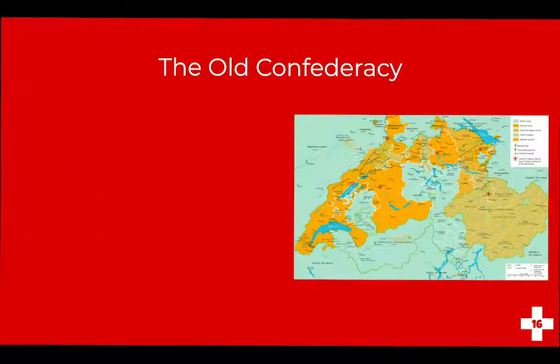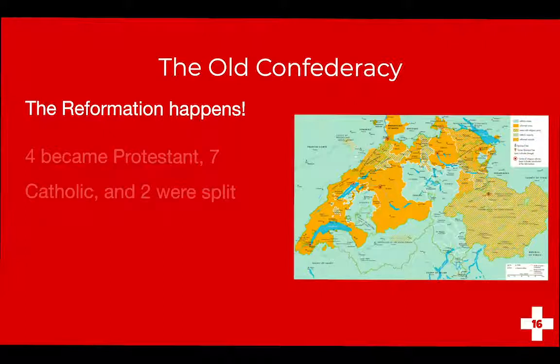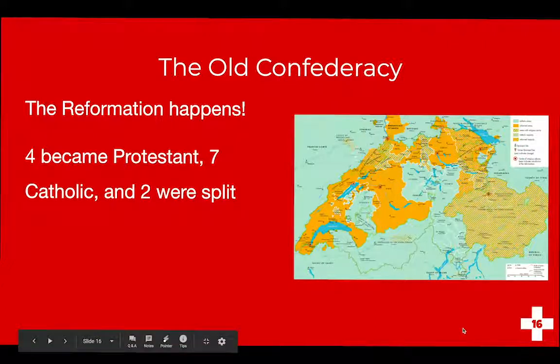And for anyone who's paying attention to where we are on the timeline, something very important happens in the year 1517, the Reformation. This Protestant Reformation is sweeping over Europe. And what happens in this period of time is, of the cantons, now there's a few more that got added along the way, but 4 of them became Protestant, 7 of them remained Catholic, and 2 of them were split. Zurich was Protestant, and we can see this map here that shows the split.